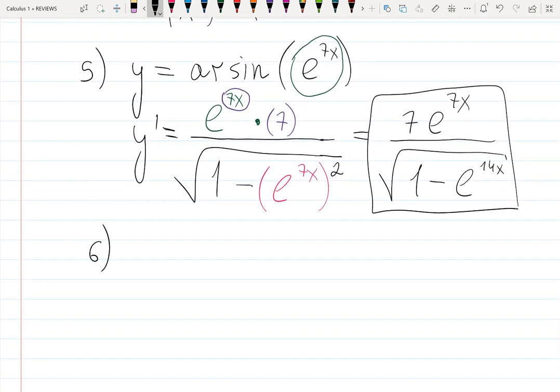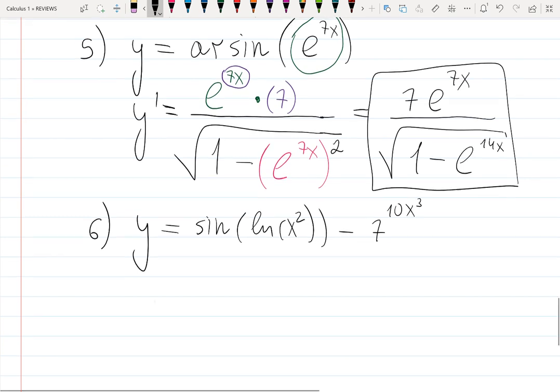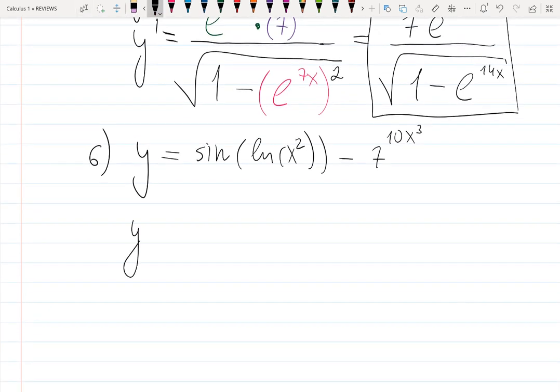More examples. What if you're working with logarithmic functions with different bases and exponential functions with different bases? What is the derivative of sine of natural log of x squared minus 7 to the 10x cubed? Just made this up on the way.